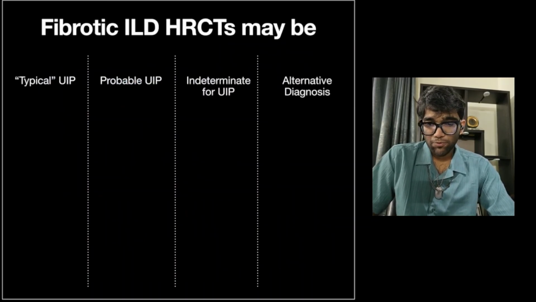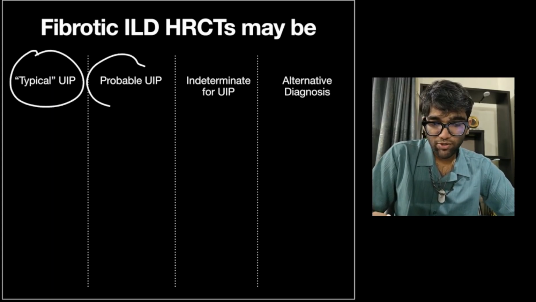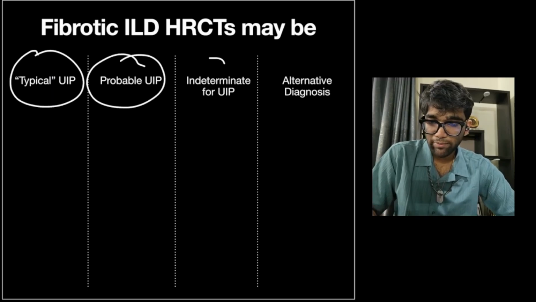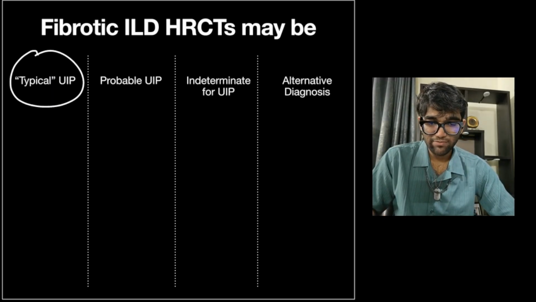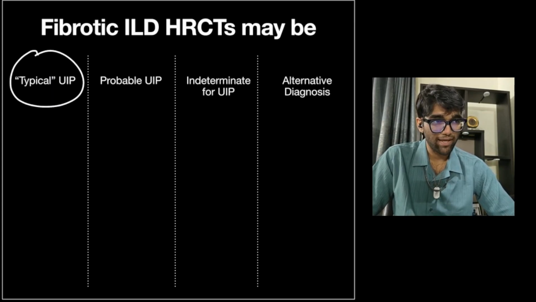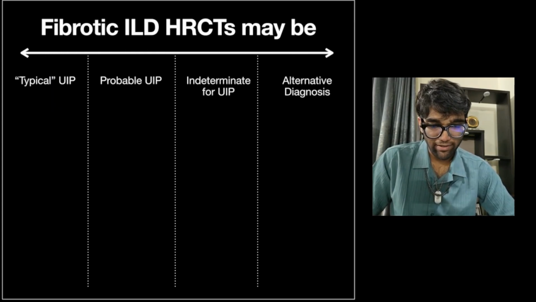Okay, so the Fleischner Society guidelines divide fibrotic ILD HRCT images into these four buckets. Okay, they are typical for UIP, probable for UIP, indeterminate for UIP, and alternate diagnosis. Okay, and obviously these mean what they imply. So we'll try to see how these buckets fall into a spectrum.